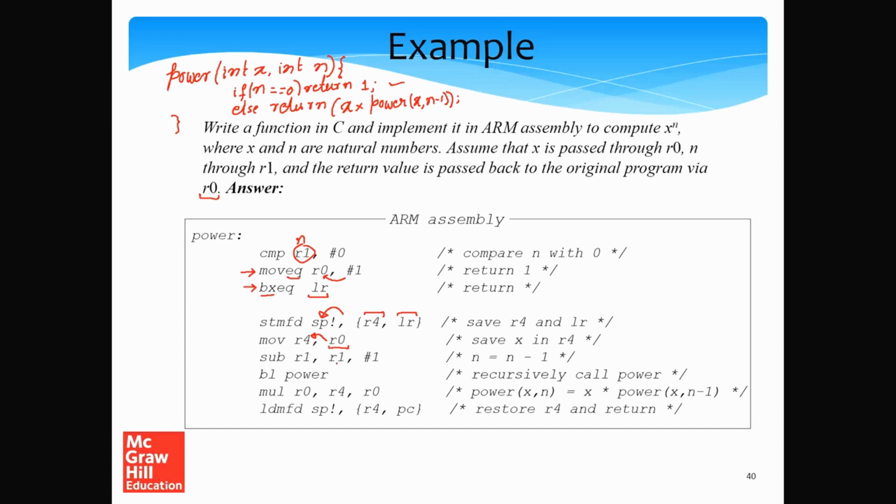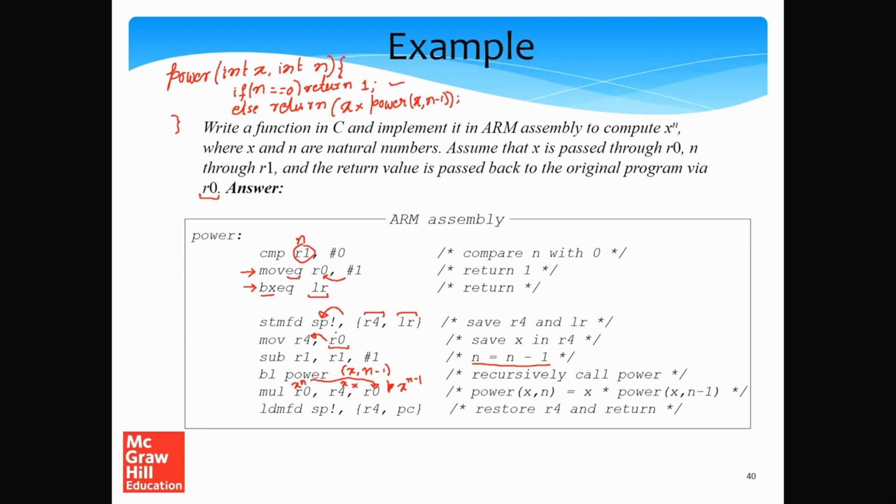Subsequently, we subtract R1 by 1 because R1 contains n. So this is equivalent to n equals n minus 1, and we call power. Mind you, in the power function, what are the arguments that have gone? The arguments that have gone are x and n minus 1, and the final result of the power function is in register R0, which contains x to the power n minus 1. We multiply this with R4, where R4 contains x. So x times x to the power n minus 1 becomes x to the power n.